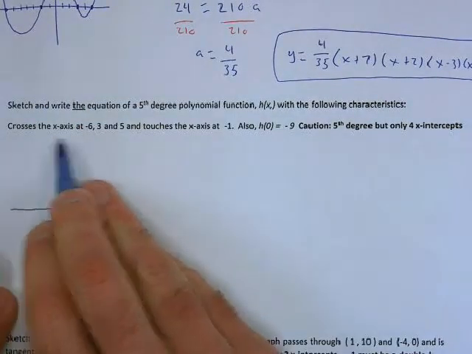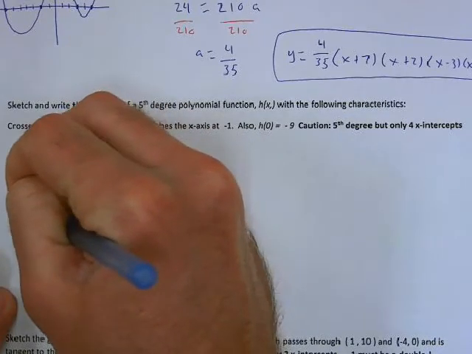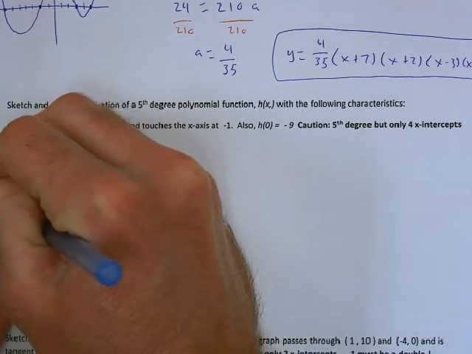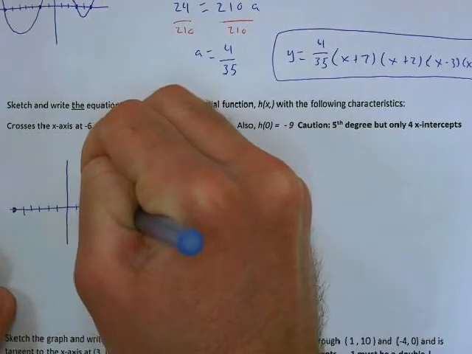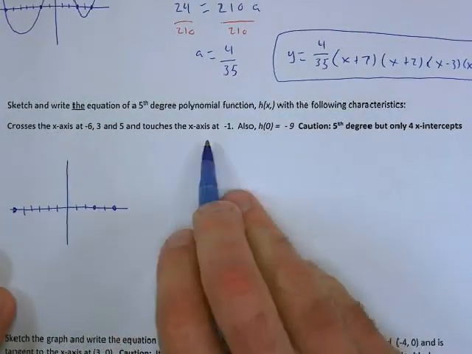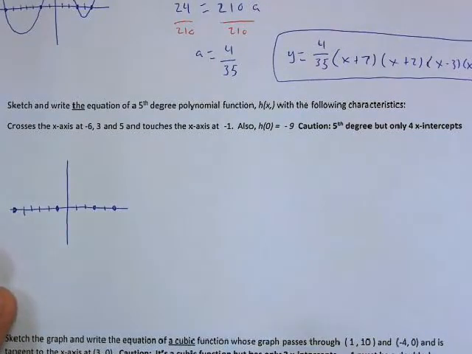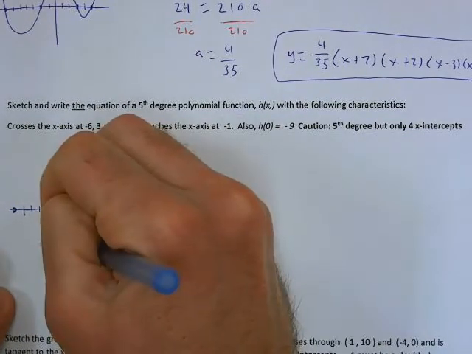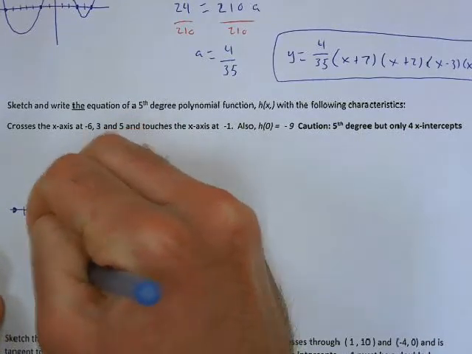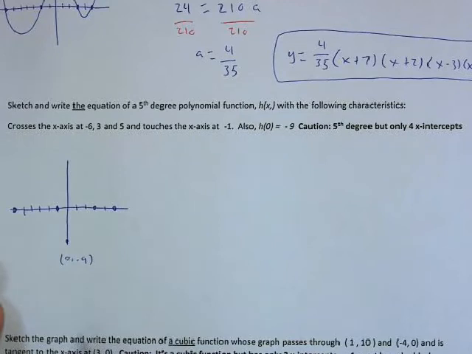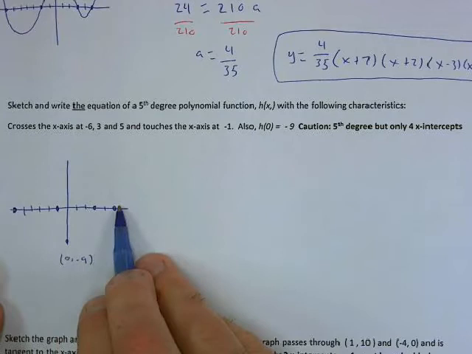Okay, so it crosses at -6, 3, and 5. So those are some of our x-intercepts. -6, +3, and +5. And then it touches at -1. So then I've got those 4 intercepts. And we also have the point (0, -9). All right. So we can always start at the point that's not on the x-axis, and then I just need to know what it does at each of these points.